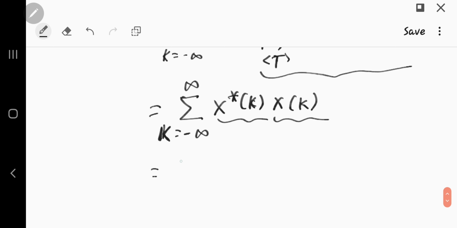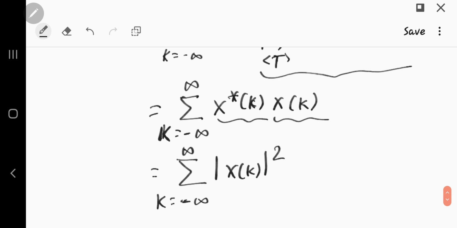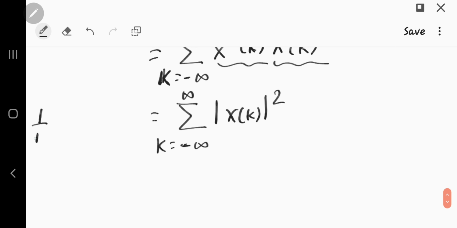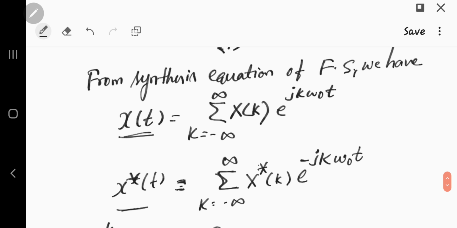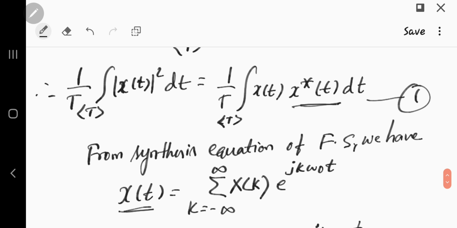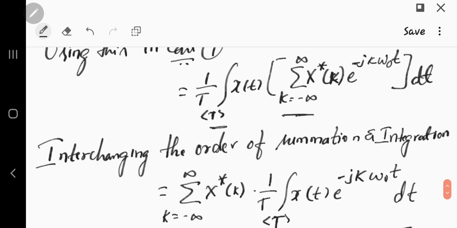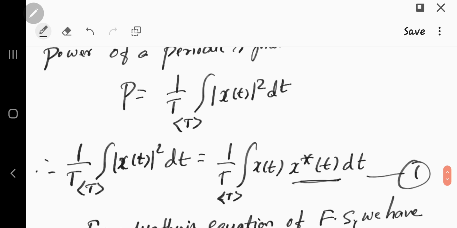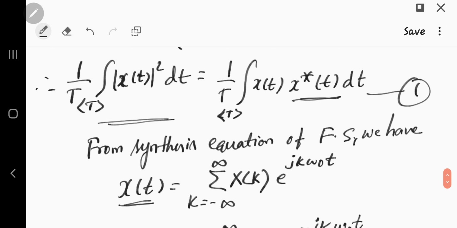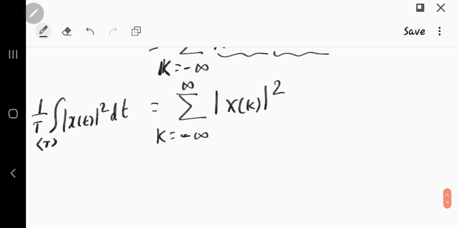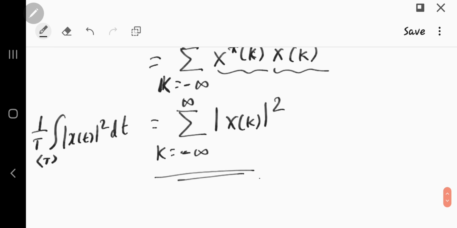If we take the magnitude of this, we can write it as the summation k equals minus infinity to plus infinity of magnitude of x of k whole square. And on the RHS, we started from here: 1 by T integral of magnitude of x of t whole square dt. You can see we started from equation 1. So hence this proves Parseval's theorem.